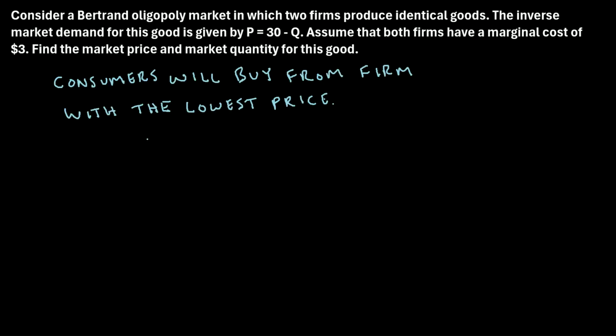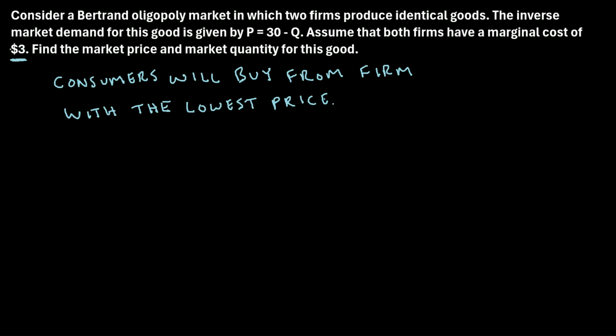Because the consumers will buy from the firm with the lowest price, if one firm has a lower price than the other firm, then they can capture the entire market. So both firms will be incentivized to undercut the other firm in terms of price. And what will happen is that both firms will continue to reduce their price until it is exactly equal to the marginal cost of $3.